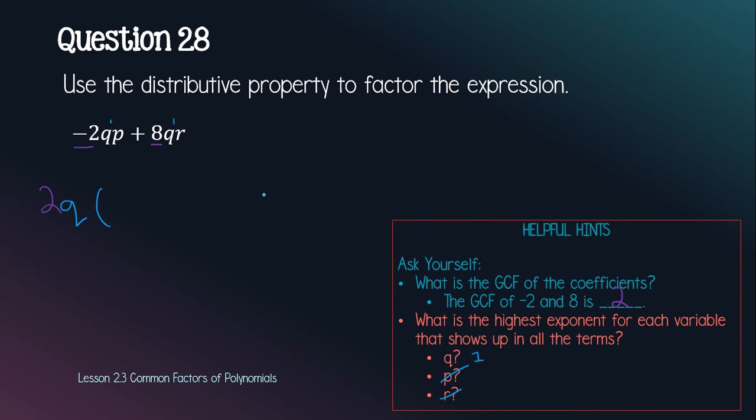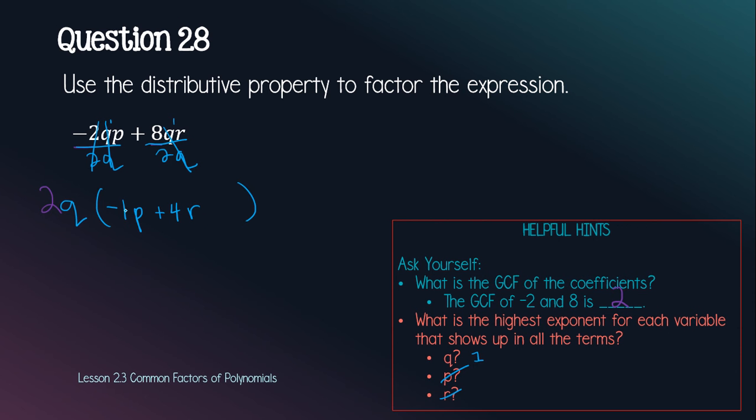And then I'm just writing what I have left over inside of my parentheses here. So I divided out a 2. If you think about it this way, I divided out a 2 and a Q from both of these terms. So that means I'm just left with a negative, and my Q's are gone, and a P. So -1P. And then 8 divided by 2 here is going to give me 4. My Q's are gone, and I have an R.